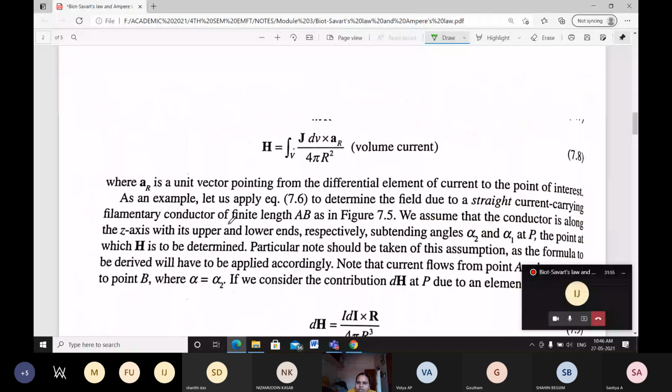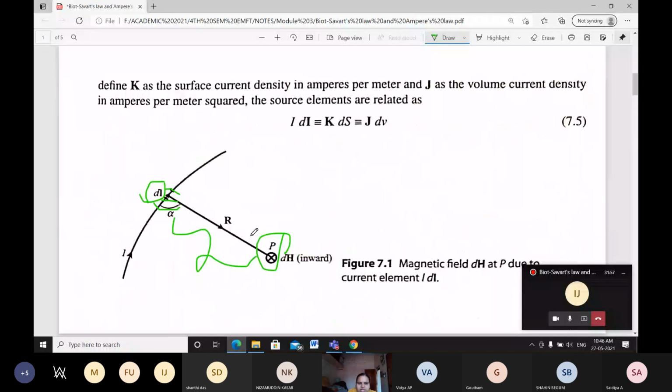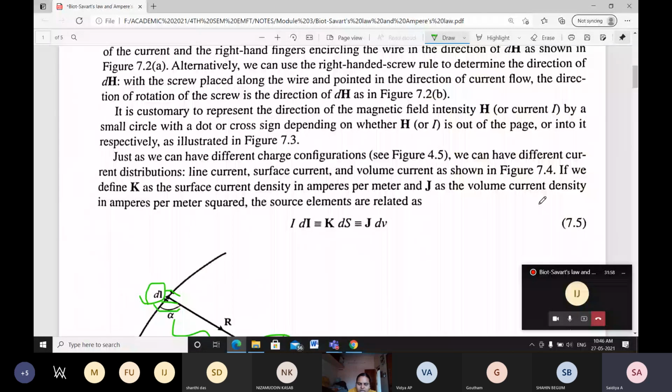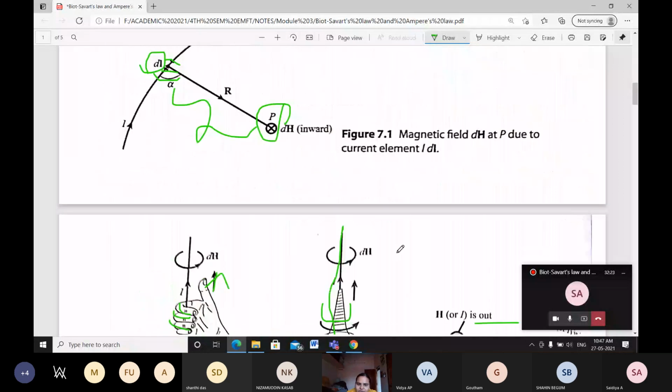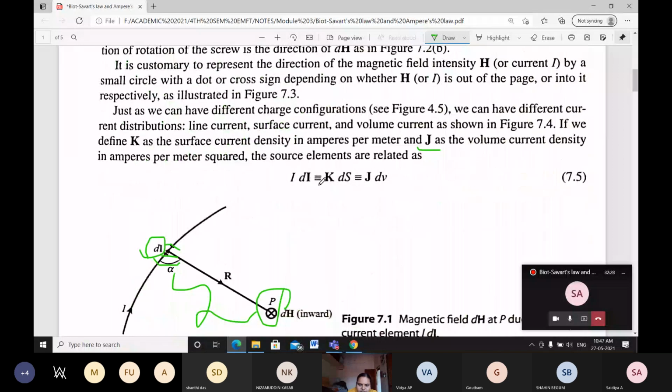The same thing is taken here. Then we define K as the surface current density in amperes per meter, and J as the volume current density in amperes per meter square. Then the source elements are related as I dl is nearly equal to K dS, which equals, in the volume, J dV. This equation.